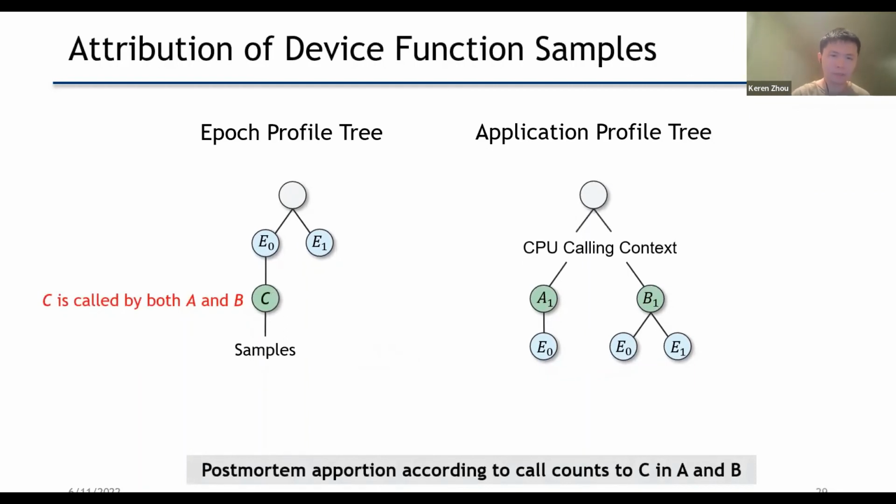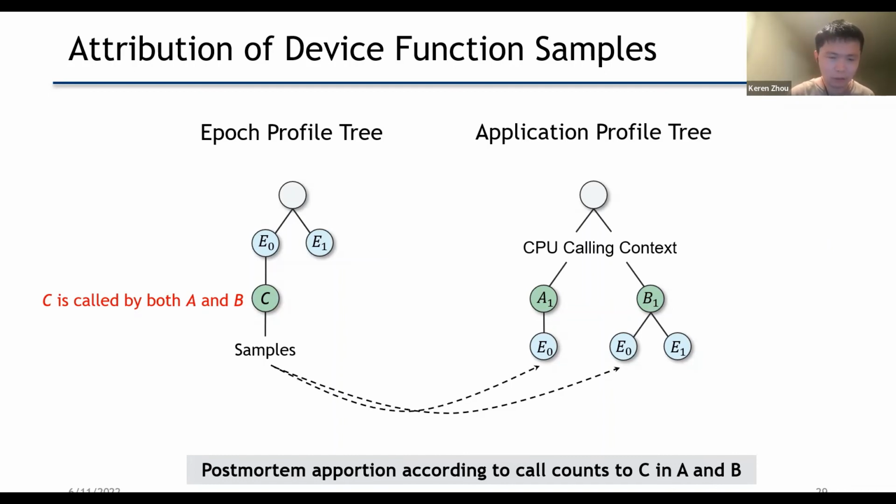However, this mechanism doesn't resolve a complicated case where we have device function invocation. Suppose in epoch E0, we have a function C called by both function A and function B, then we cannot simply attribute samples associated with C to either function. So in this case, we derive a rule to post-mortem apportion samples according to call counts to C in function A and B.